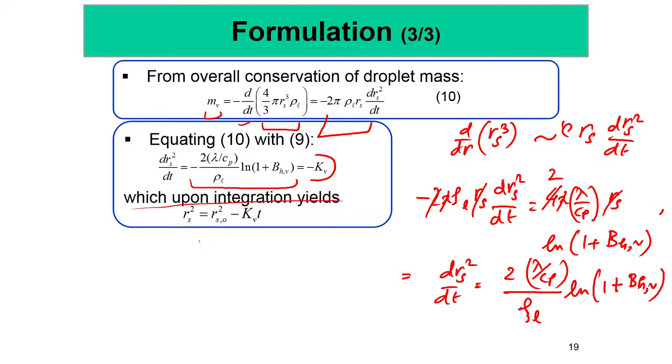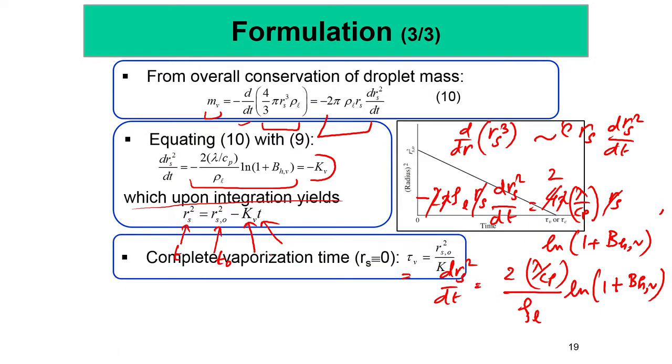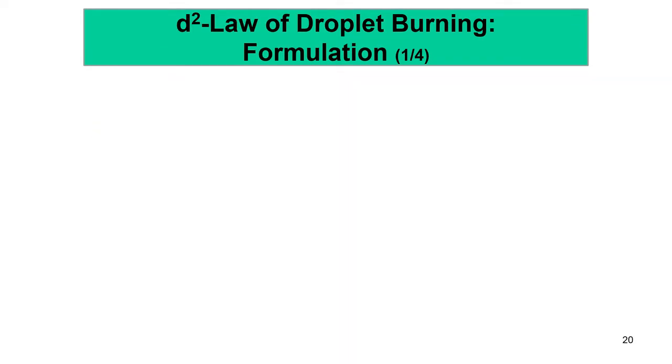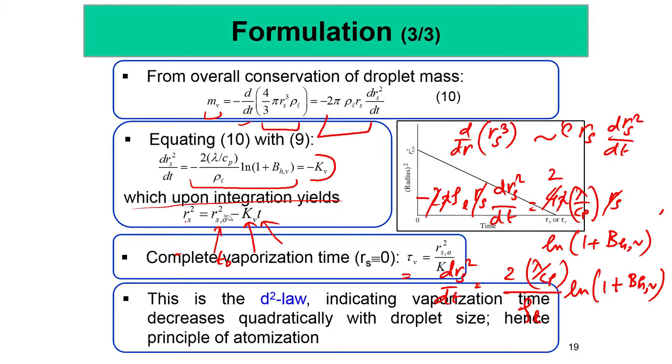that is Rs square, the radius squared at any time t, is equal to the radius Rs0 of the droplet at the initial time, minus kv t, where kv is the droplet vaporization constant times this time t. Okay. So essentially if we set this Rs to be equal to 0, that is the time of complete vaporization, means this essentially goes to 0. So we get Rs0 squared by kv is equal to the time for vaporization.